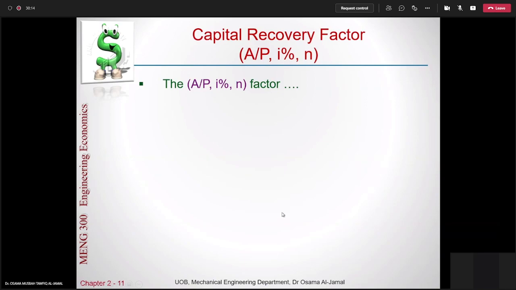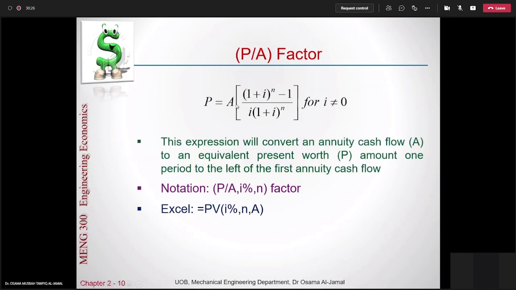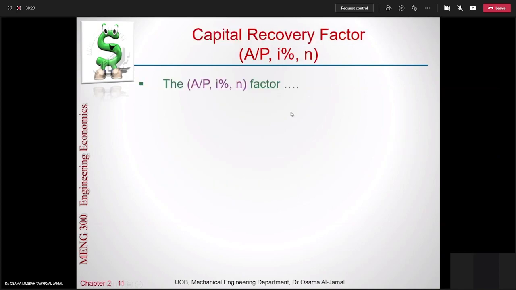How to write the Excel function? Before doing that, I want to see the formula for this. A given P is just the reciprocal of what is here. So A equals P multiplied by I times (1 plus I) to the power N, divided by (1 plus I) to the power N minus 1. The I here is substituted in decimal. So if it is equal to 5%, for example, I'm not going to put 5 here, I'm going to put 0.05.